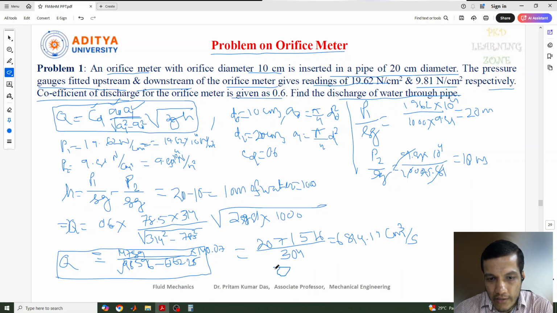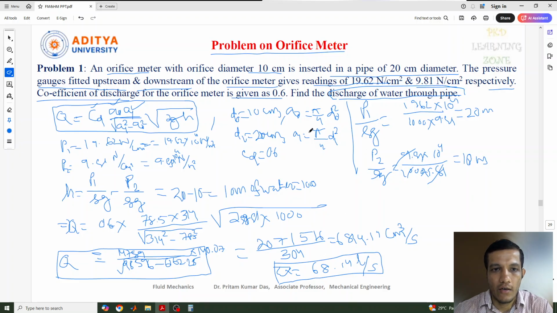Now we can write this Q equals 61.14 liter per second. This is our answer. So the same thing, discharge of water. I have found finally the discharge of water in this pipe.